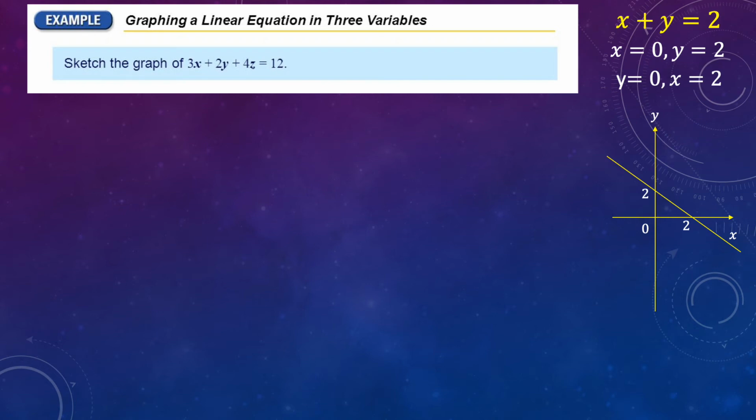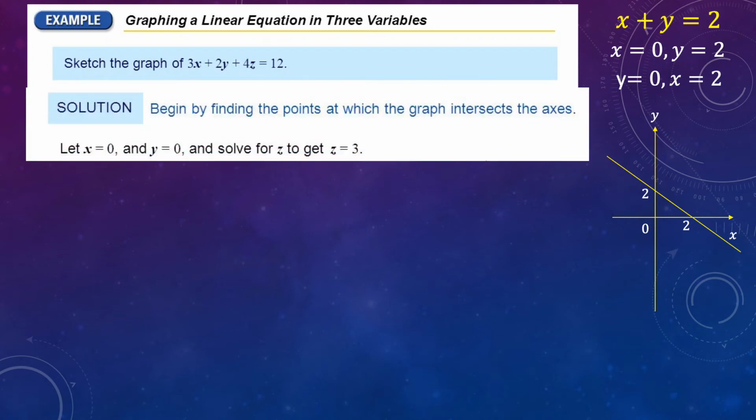So for three variables, if I want to find the z-intercept, I have to let x and y become 0. Let's say x equals 0, y equals 0. That means I cover up these two, then 4z equals 12, right? And then z will be 3. 4 times 3 is 12, right? So z is 3.